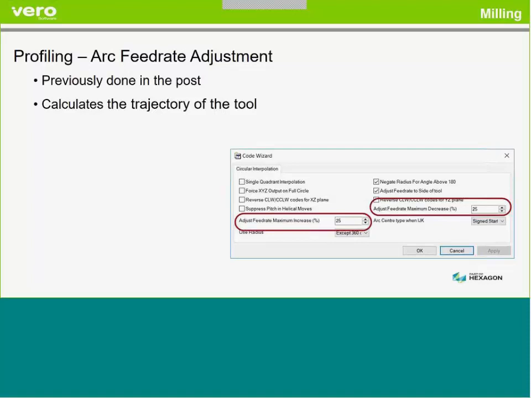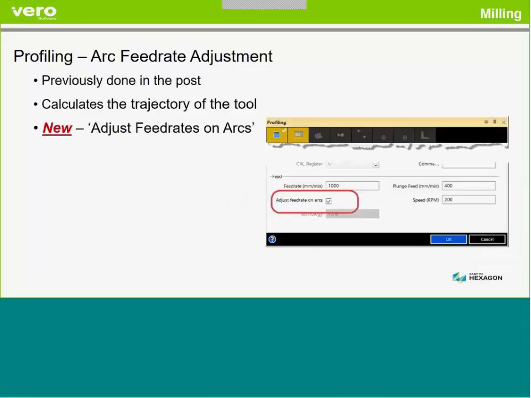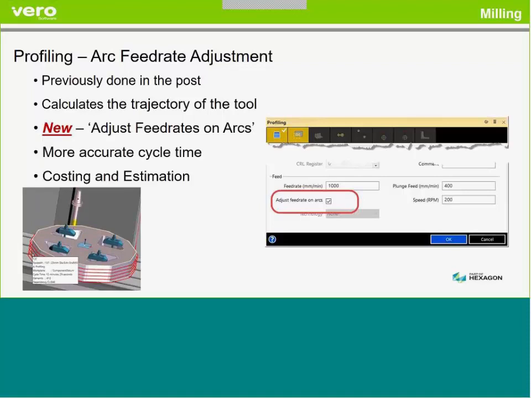So we get the right code, and we've always had the right code, but now we'll find that the cycle time is also corrected, and that's done inside Edgecam itself. We don't need it to be done inside the code wizard, inside the post processor. So it's just this one checkbox that you need to remember: adjust feed rates on arcs. Very, very simple little command. And of course, as I said before, this will affect our cycle time.